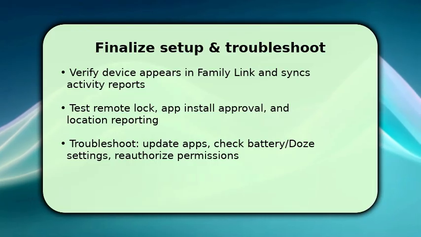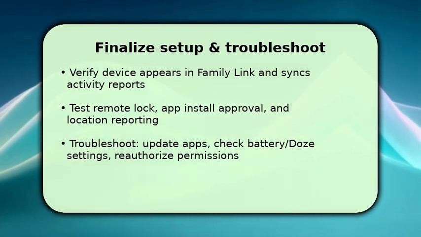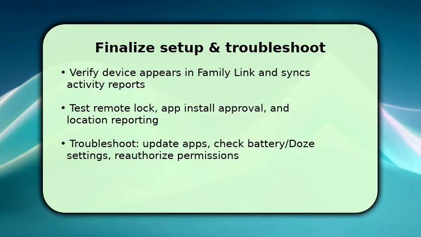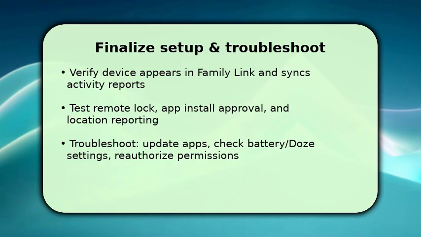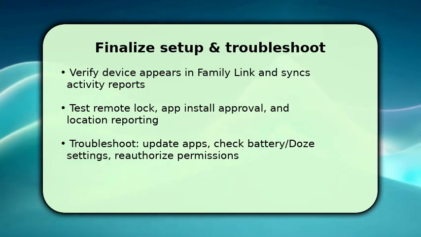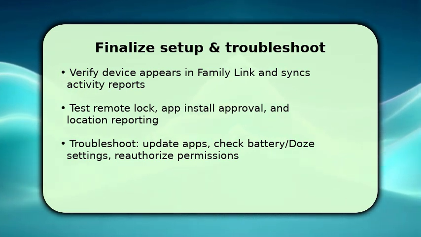If something fails, update Google Play services and both Family Link apps, check battery optimization or DOS settings that may block background sync, and reauthorize any missing permissions. Often re-signing into the child account fixes persistent issues. After troubleshooting, monitor the first 24 hours for stable behavior.